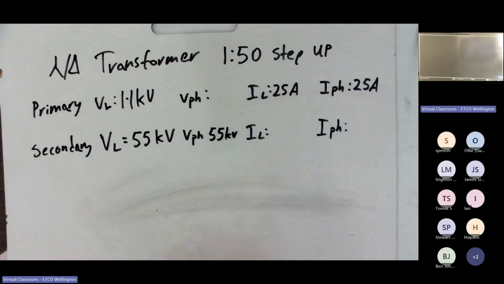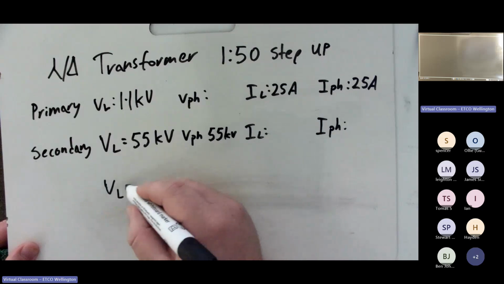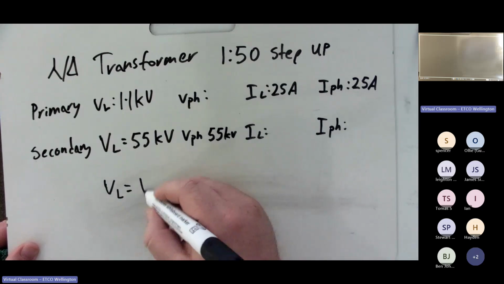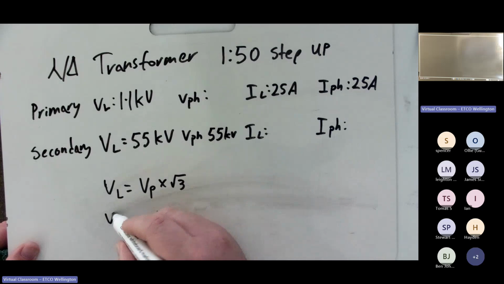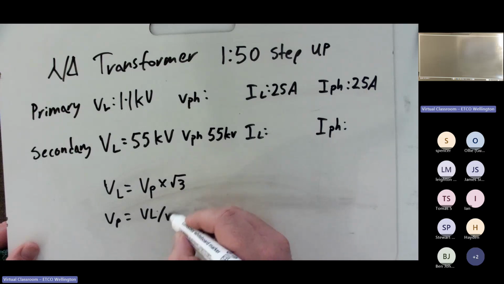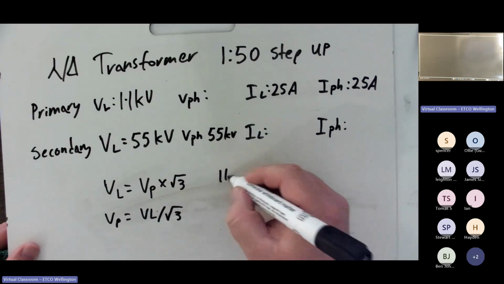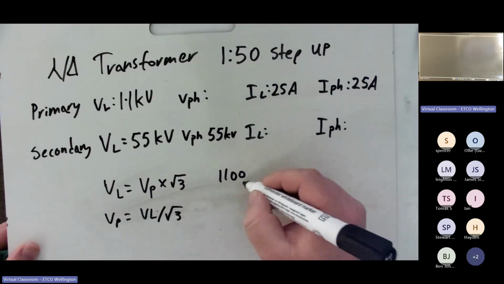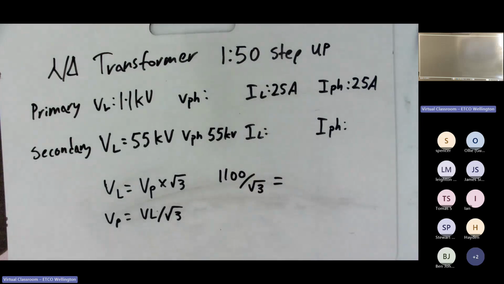So we know that the VL is equal to V phase times square root of 3. And we can rearrange it so that V phase is equal to VL divided by the square root of 3. So we know that is going to be 1100 divided by the square root of 3, which gives us what?